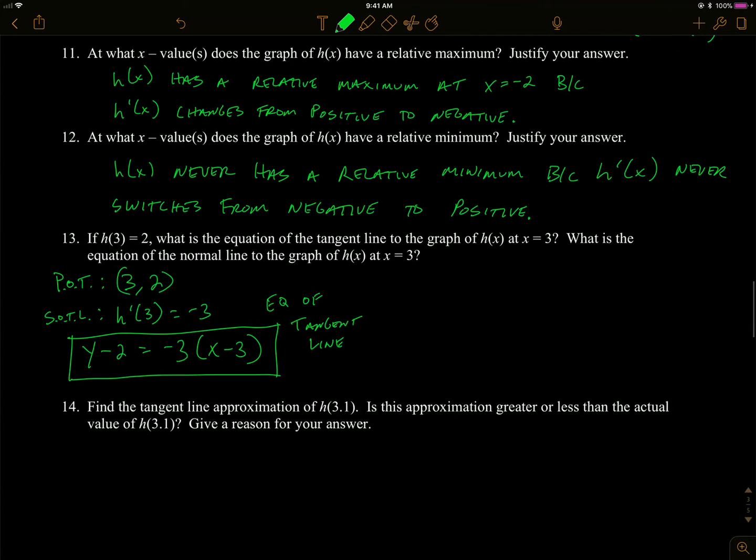Now at that same point of tangency, they also want the equation of the normal line. They're not really saying anything about explaining, so I'm just going to jump right in and say that the slope of the normal line is going to be 1/3. I don't have to explain that. We know that they're perpendicular, so their slopes are the opposite reciprocals of each other. So I have 1/3, and it's the same point, so it's going to be y minus 2 equals 1/3 times (x minus 3). That's going to be the equation of the normal line.